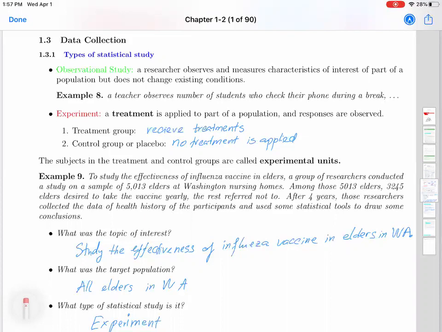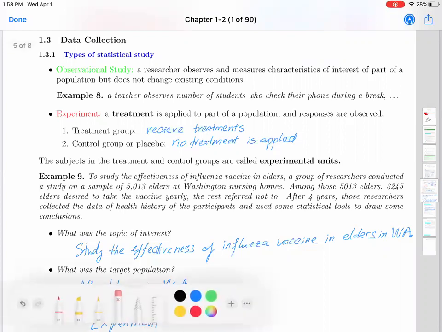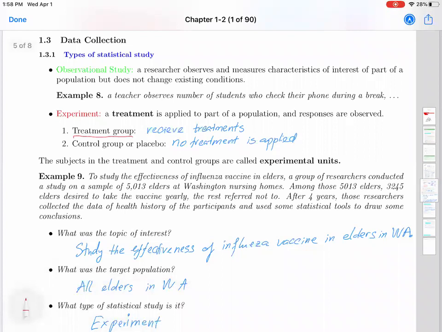The second type of statistical study is experimental study, or experiment. This is a study when a treatment is applied to a part of the population and responses are observed. In this experimental study, there have to be two different groups. One is the treatment group. It's a group of subjects that receive treatments, some special conditions that are applied to this group.